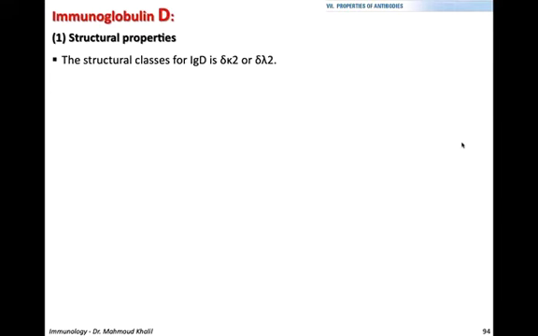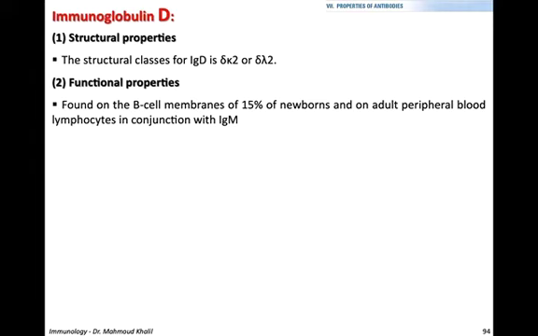For the IgD, it has different structure classes, either delta kappa 2 or delta lambda 2, based on the isotypes. Its functional properties: it is found majorly on the B cell membrane of 15% of newborns and on adult peripheral blood lymphocytes, in conjunction with the IgM.